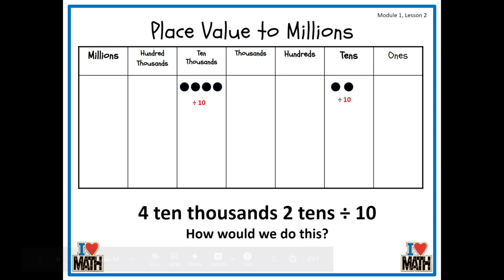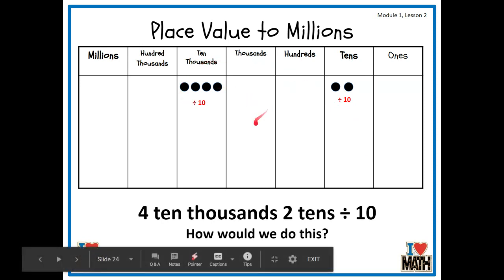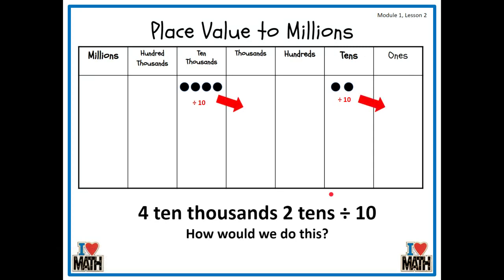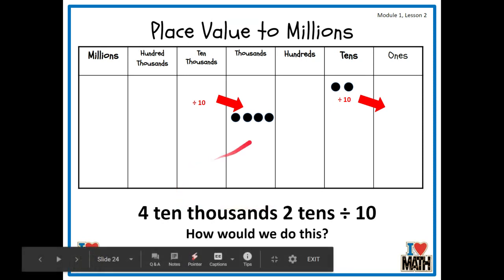So we're starting with our 4 10,000s. We're going to divide them into 10 equal groups. And what do you think? What did you find? What did you get? Look at that. Each one of those 10,000s gets moved over into the thousands because each 10,000 gets broken into equal groups of 4,000. Each one gets broken into 4,000s. We're going to end up with 10 of those groups of 4,000.